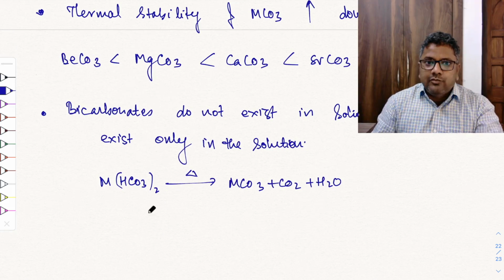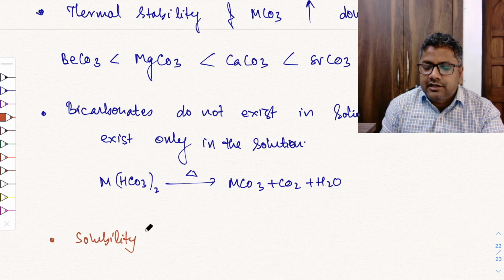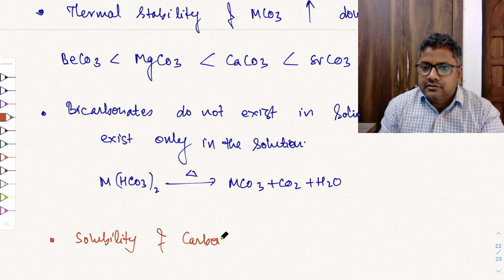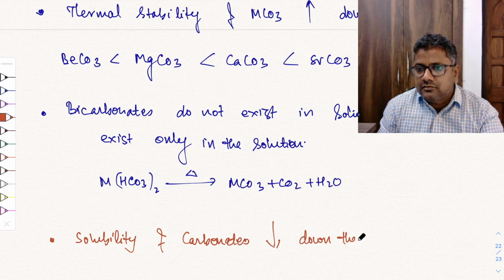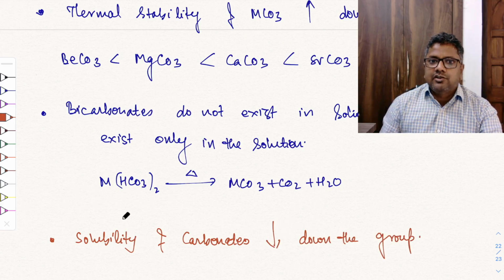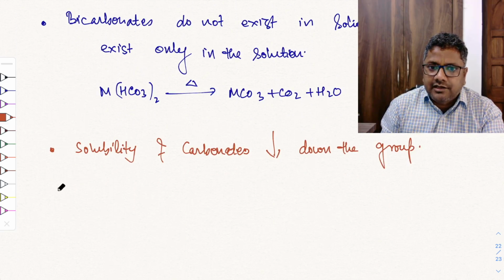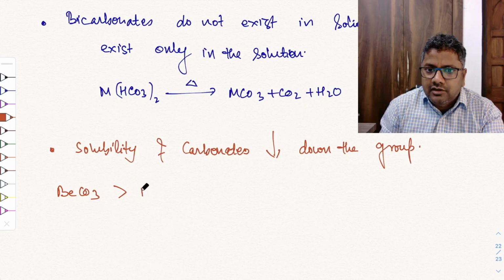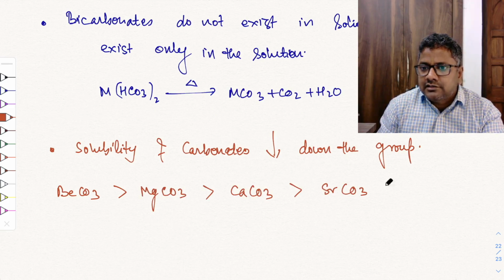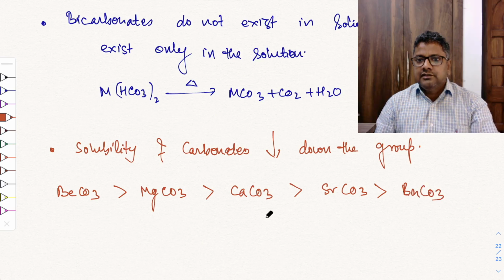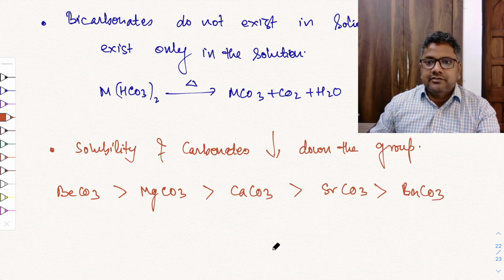And if we are talking about the solubility of these carbonates, this is very important: solubility of carbonates decreases down the group. So here solubility, here thermal stability, and heating effect. So all aspects of these carbonates we have covered here. So BeCO3 is most soluble, then MgCO3, then CaCO3, then SrCO3, then BaCO3, right? In this way you can summarize the carbonates and bicarbonates, right?